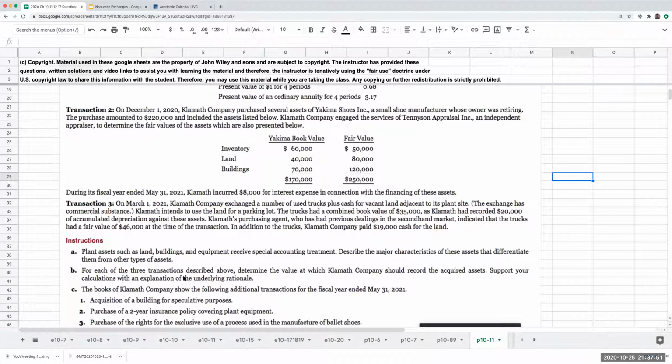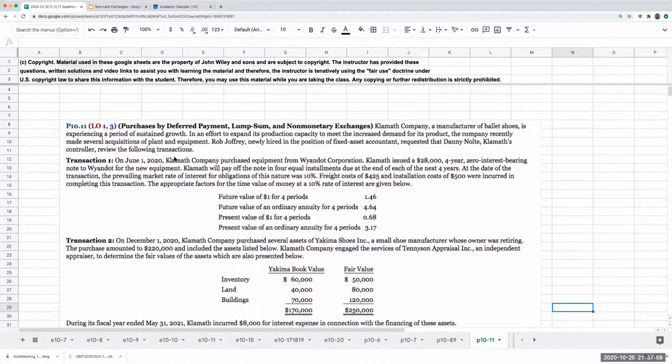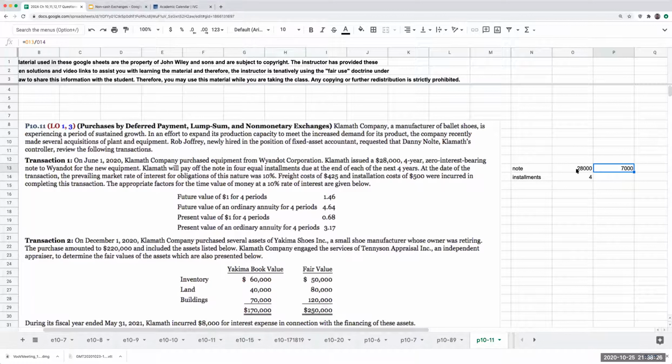So let's go through and take a look at letter B. On June 1st, I purchased equipment from Weygandt Corporation. I issued a $28,000 4-year zero interest bearing note for the new equipment. I will pay off the note in 4 equal installments due at the end of the next 4 years. So if it's a $28,000 note, installments are 4. The amount of each installment is $7,000.